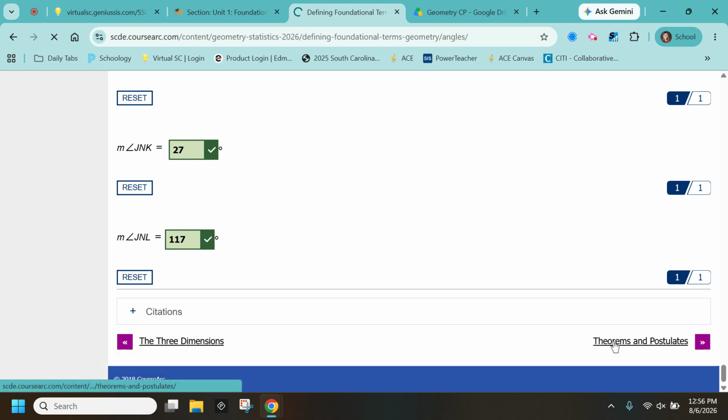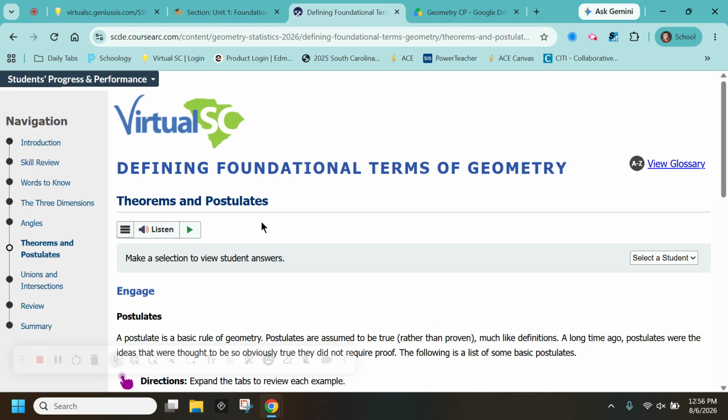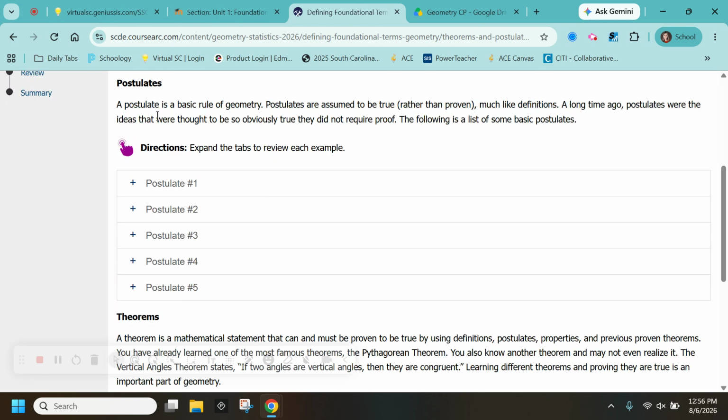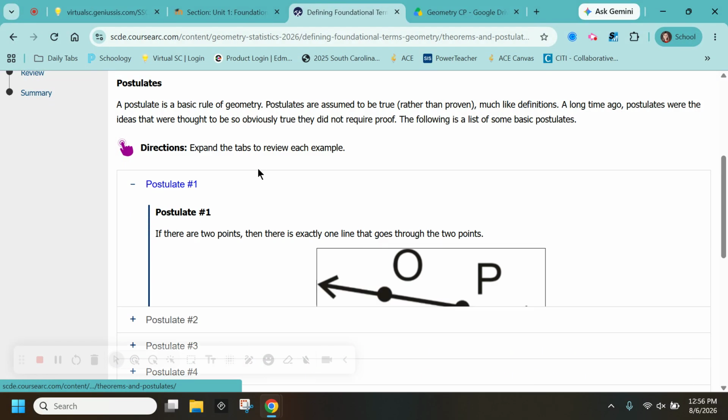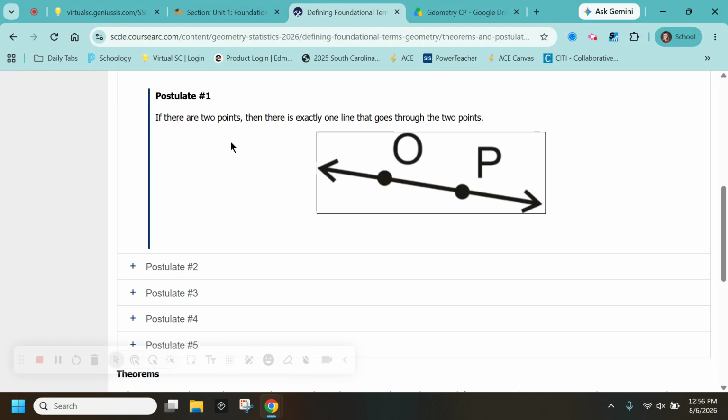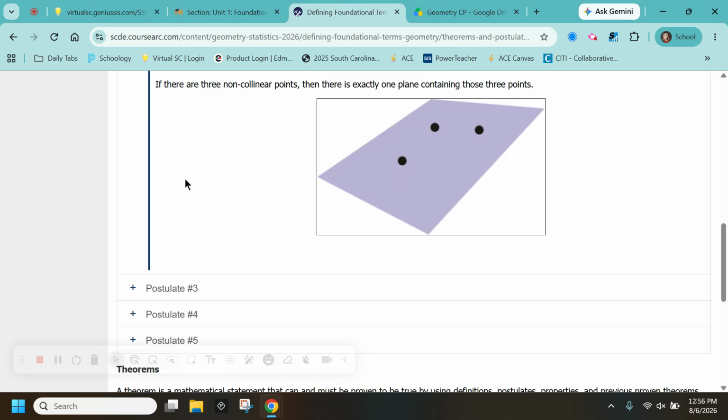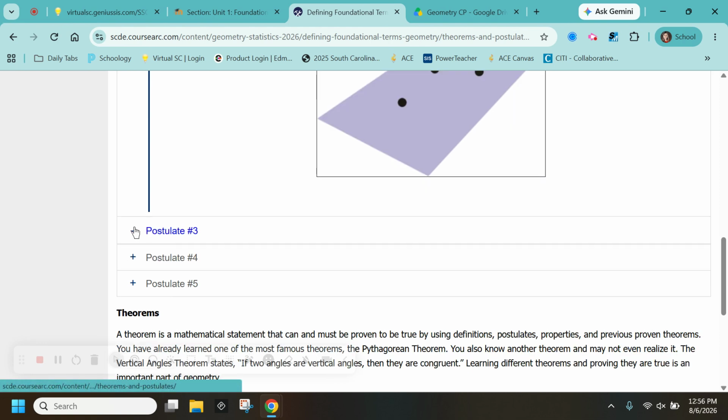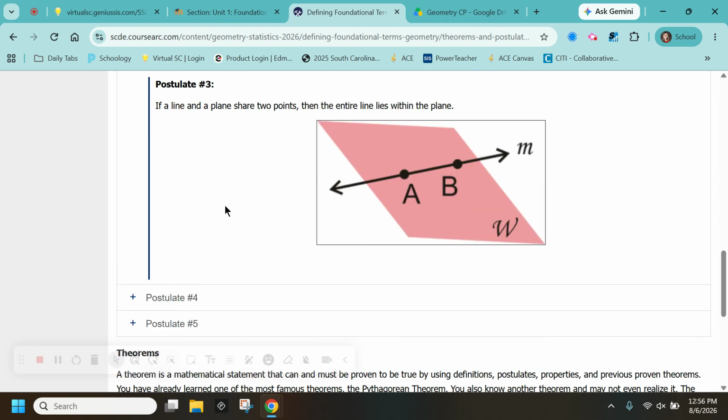And then we move on to theorems and postulates. There is not any activity to do on this page, but we do have all of the basic postulates. So postulate, again, is a basic rule of geometry. Postulates are assumed to be true rather than proven. So postulate 1, if there are 2 points, then there is exactly one line that goes through the 2 points. Postulate 2, if there are 3 non-collinear points, then there is exactly one plane containing those 3 points. Postulate number 3, if a line and plane share 2 points, then the entire line lies within the plane.